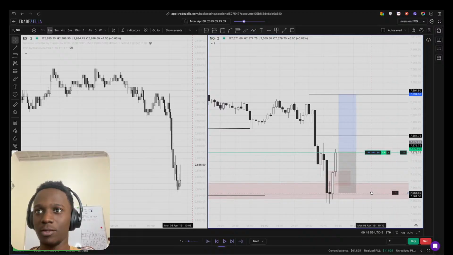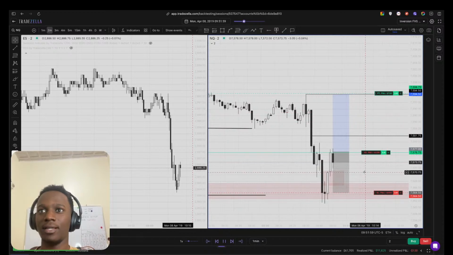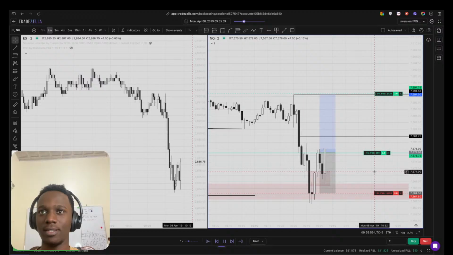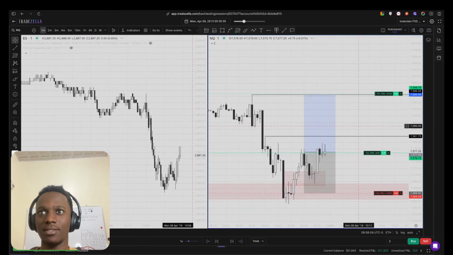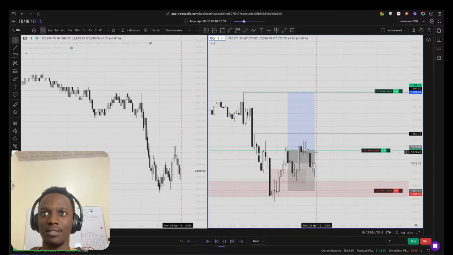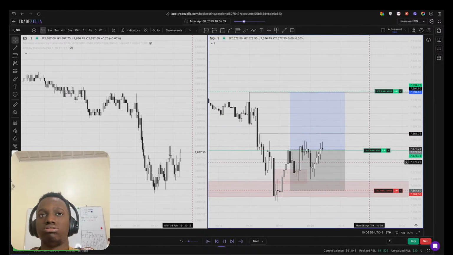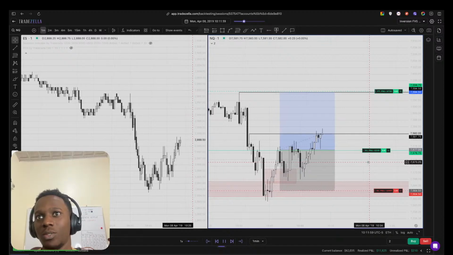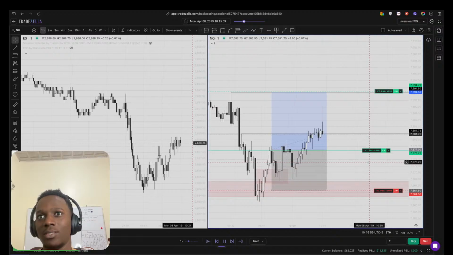My stop will be at the low here. Take profit at this high and wait. Yeah, we wait, and it explodes higher for a few minutes. I can't move to break even as of now. Wait and wait and wait.